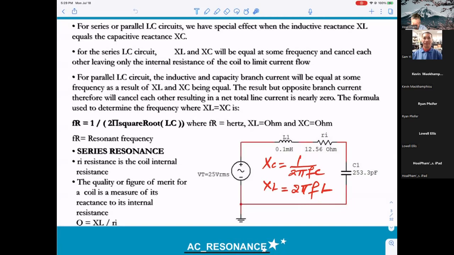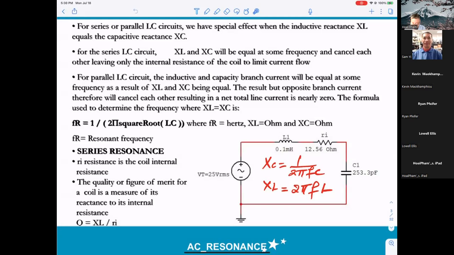I only want to tell you, when you vary the frequency, XL will be increased or decreased. XL and XC depend on the formulas we already gave you. At a certain frequency, XC and XL are equal. And you understand XC and XL are opposite, 180 degrees. One goes up, another goes down. So if they are equal, they cancel out.